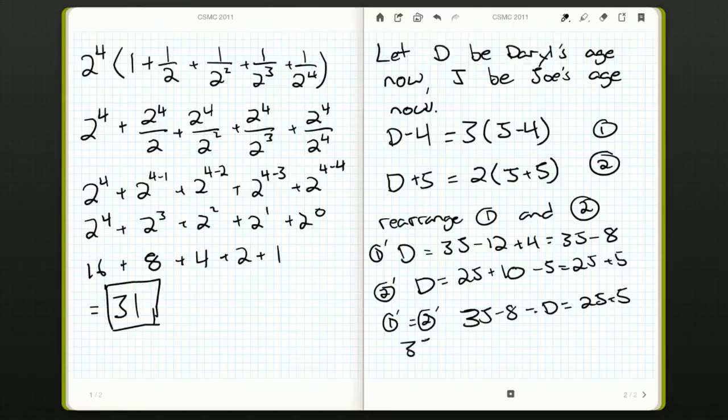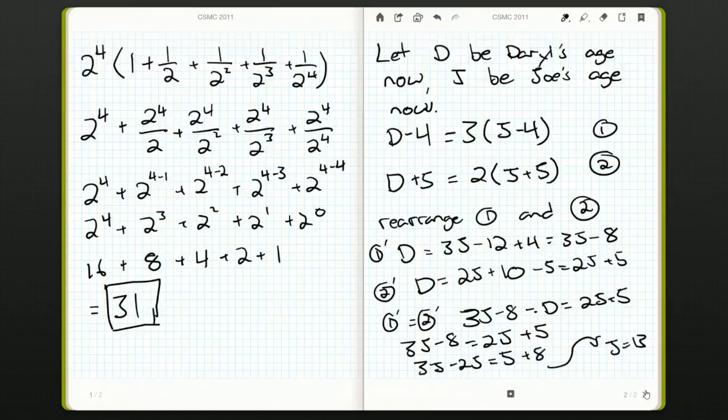3J minus 8 is equal to 2J plus 5. 3J minus 2J is equal to 5 plus 8. J is equal to 13. 3J minus 2J, that's just 1J. 5 plus 8, that's 13.